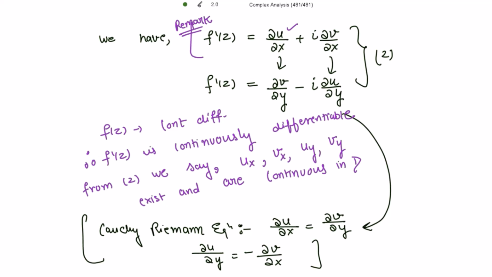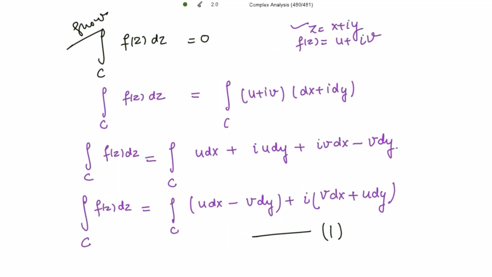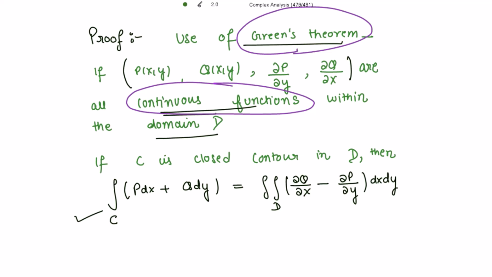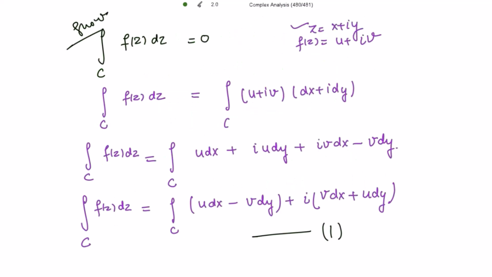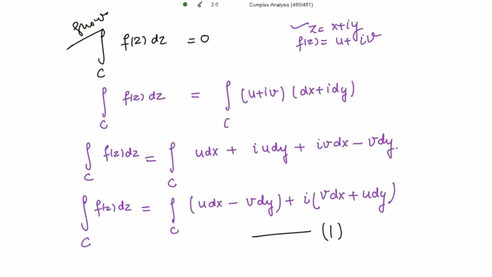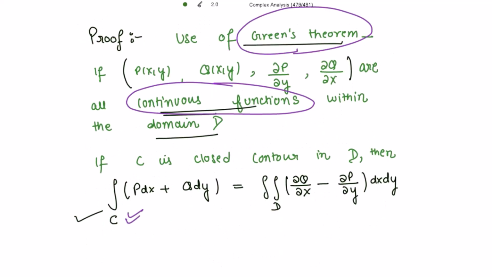And what are the conditions for the Green's theorem? Again, I am repeating that. Green's theorem requires continuous functions, right? So here also we have all these to be continuous functions. And because all these are continuous functions, I can use this result for the line integral of f z dz, this format.